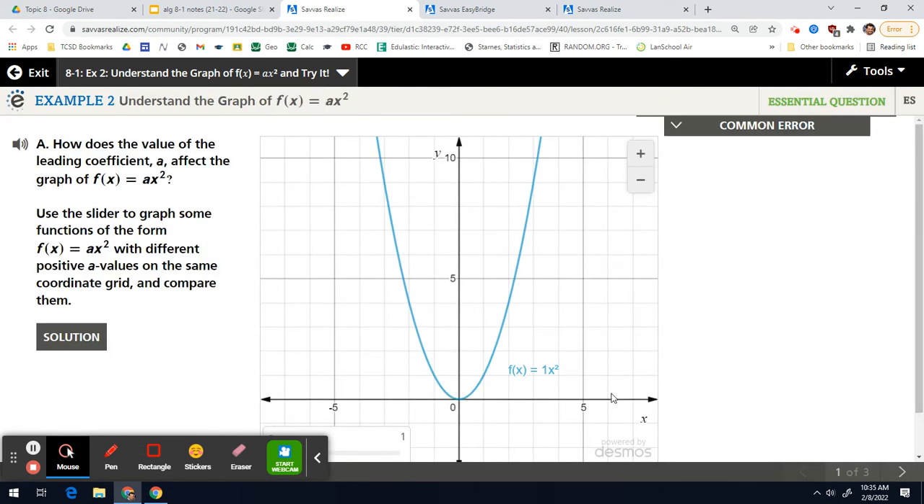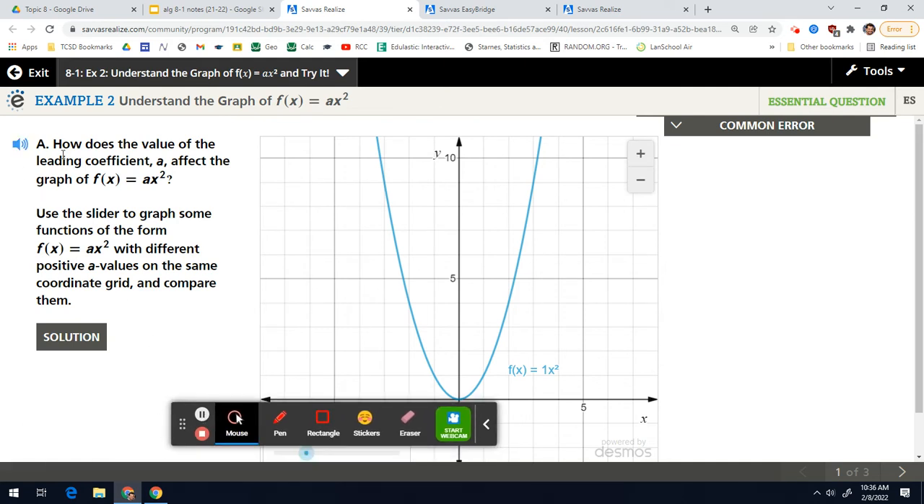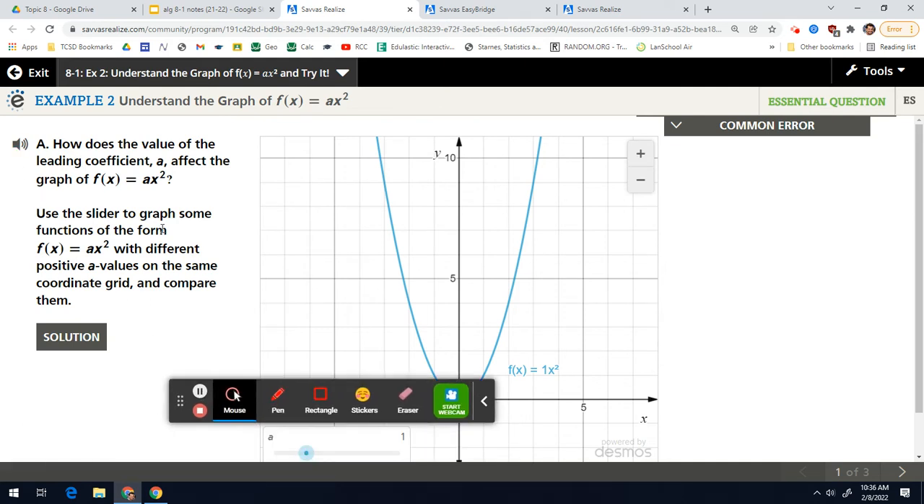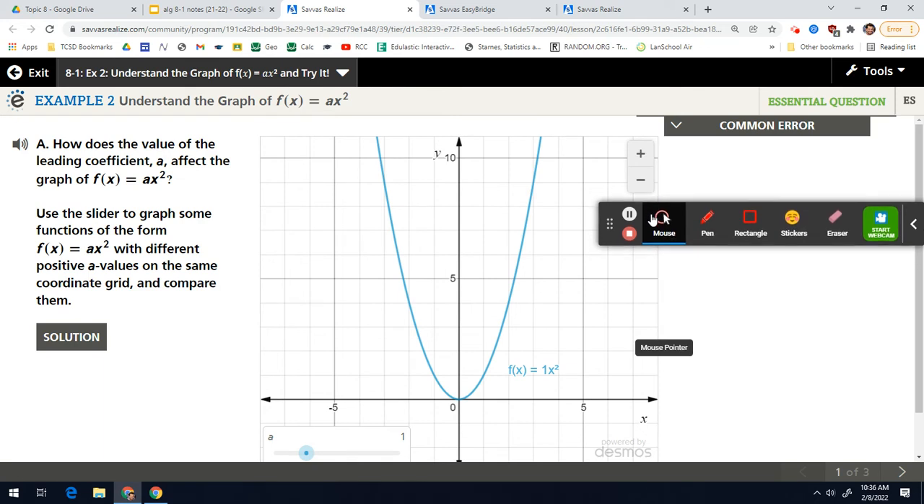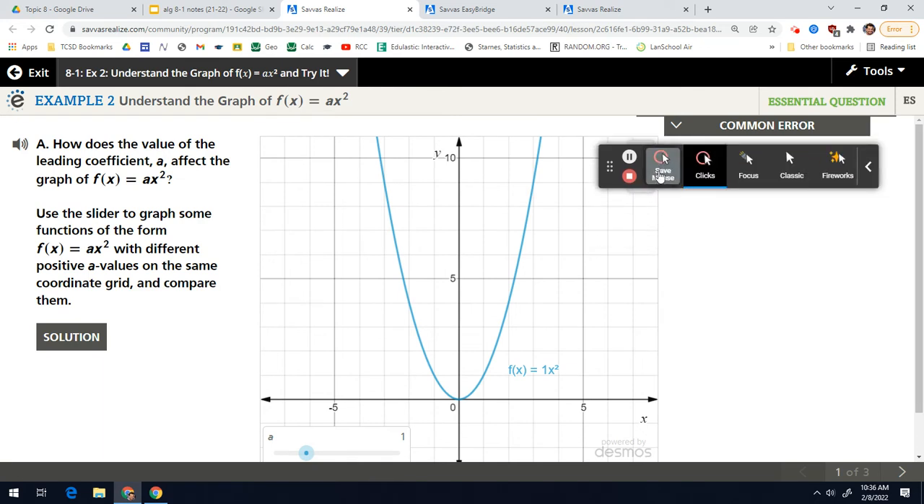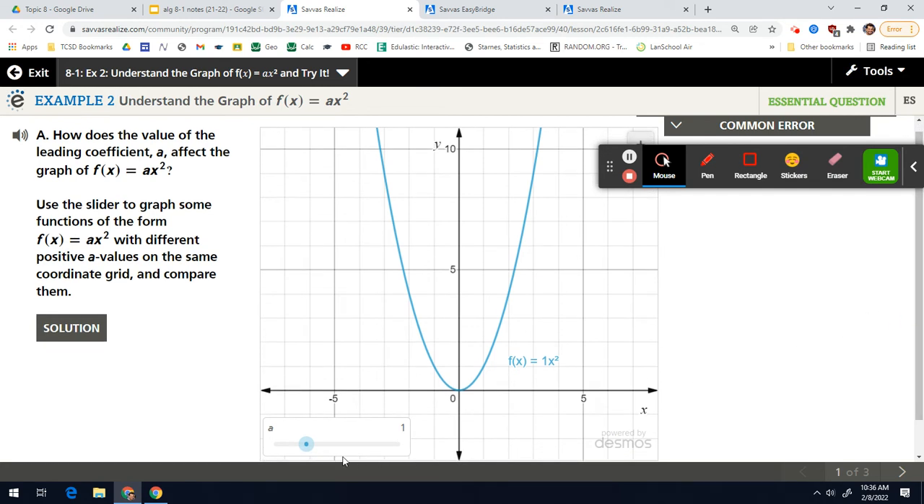All right, so notice here, right, our a value is 1. So this is our generic quadratic. Now watch what happens when I move this slider and change a. Notice if I make it bigger than 1.